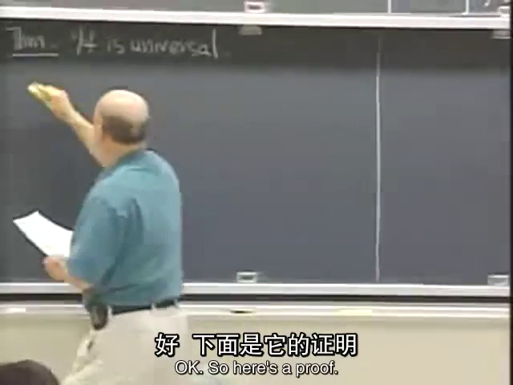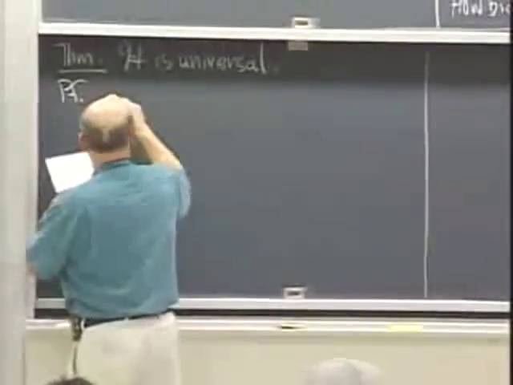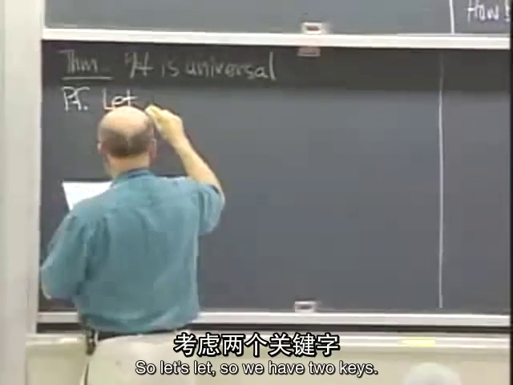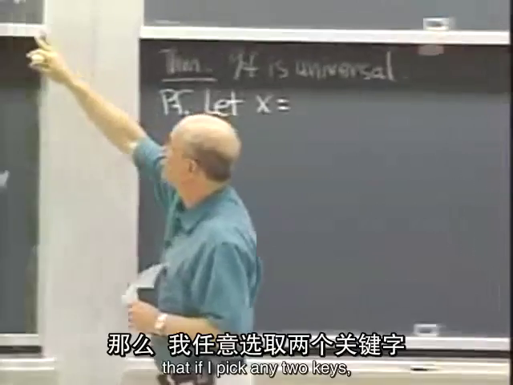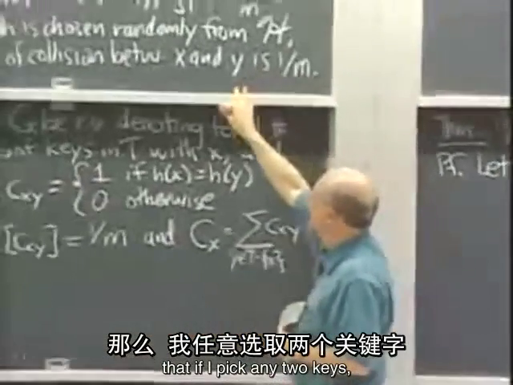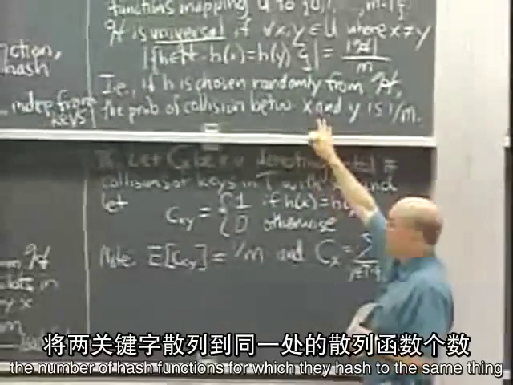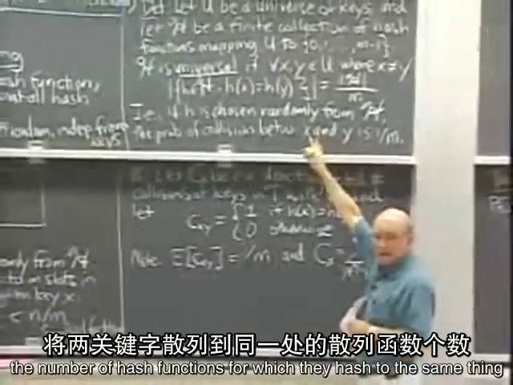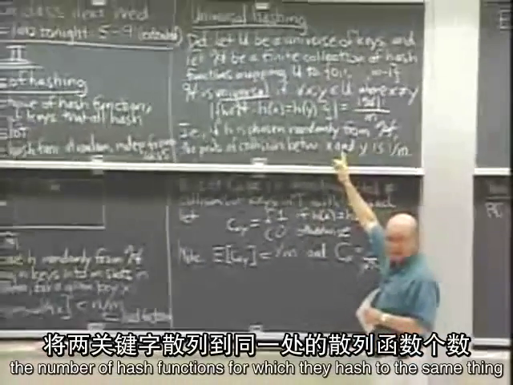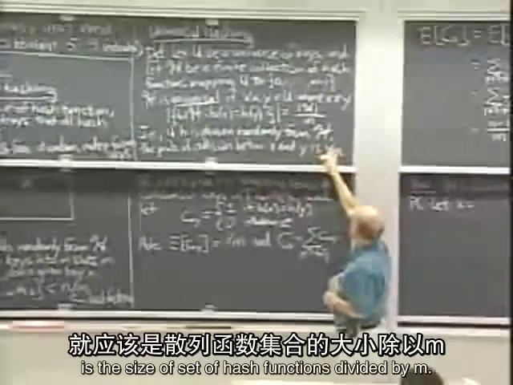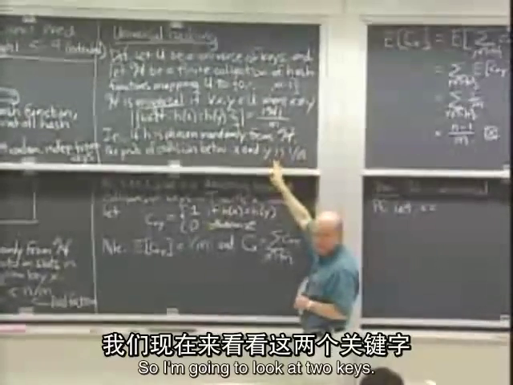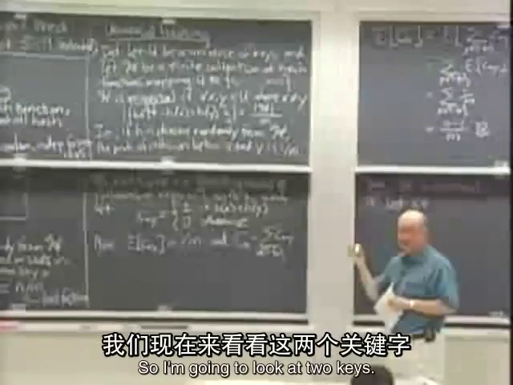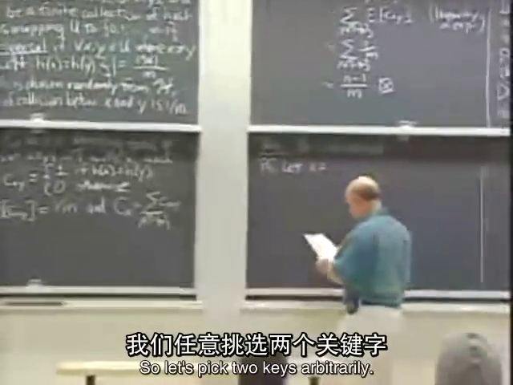Okay, so here's the proof. We have two keys. What are we trying to show if it's universal? That if I pick any two keys, the number of hash functions for which they hash to the same thing is the size of the set of hash functions divided by m. So let's pick two keys arbitrarily.